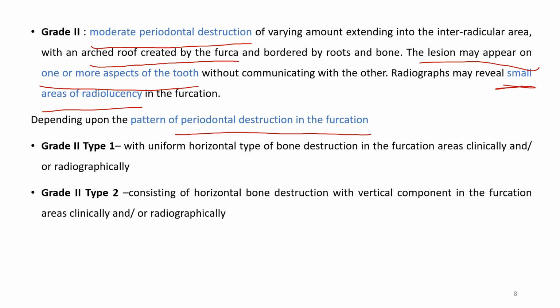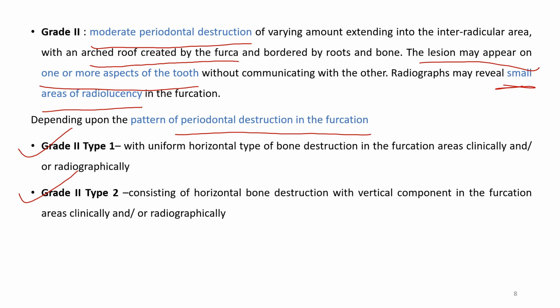They have actually first divided according to the pattern of destruction in the furcation. That is grade 2 type 1, grade 2 type 2. Then again these grade 2 type 1 and grade 2 type 2 are further divided into different subtypes A, B, C according to the position of gingival margin. So here they have classified two times, a single grade two times. In grade 1 only one time according to the position of the gingival margin. There was grade 1A, grade 1B, grade 1C. But here grade 2 type 1A, grade 2 type 1B, grade 2 type 1C.